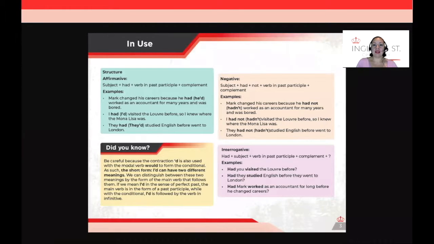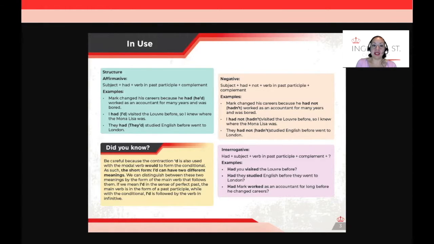In use, here we have the structures for affirmative, negative, and interrogative. Let me read the first, then Jesus, you're going to read the negative, and Maria the interrogative. Structure, affirmative. We write the subject plus had, plus the verb in past participle, and the complement. Here we have the examples. Mark changed his career because he had worked as an accountant for many years and was bored. I had visited the Louvre before, so I knew where the Mona Lisa was.